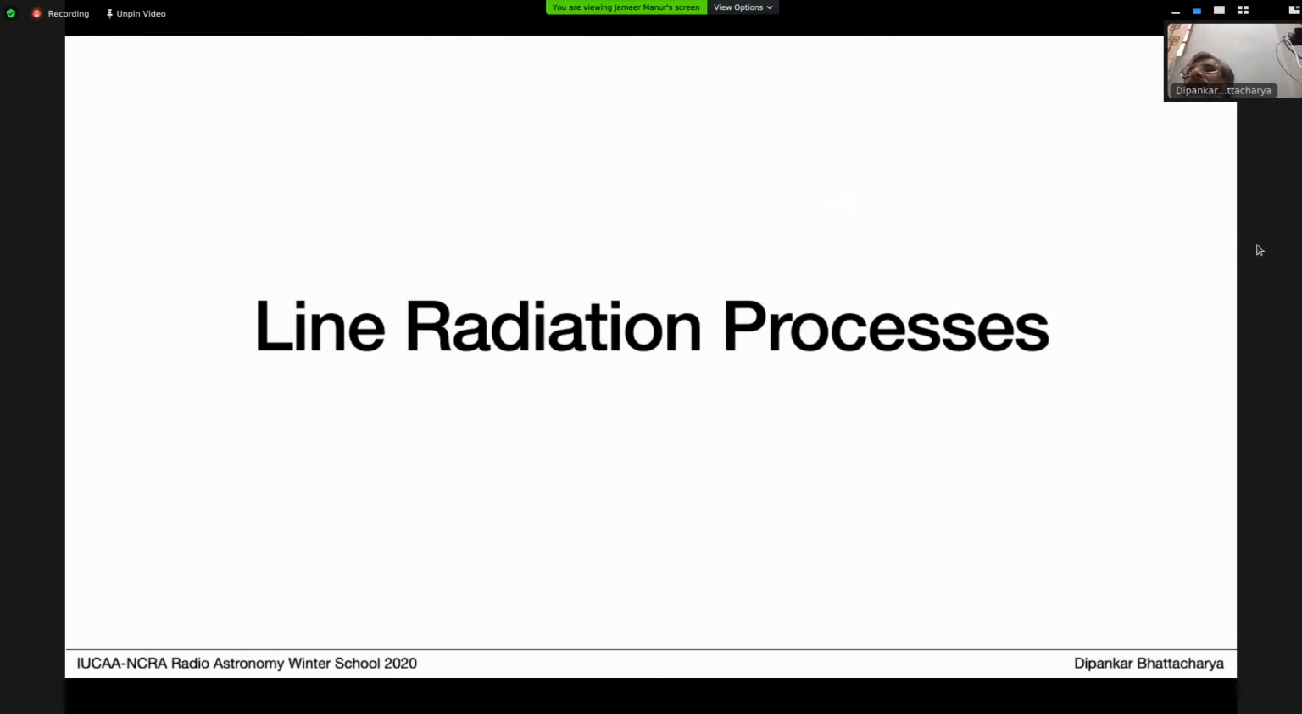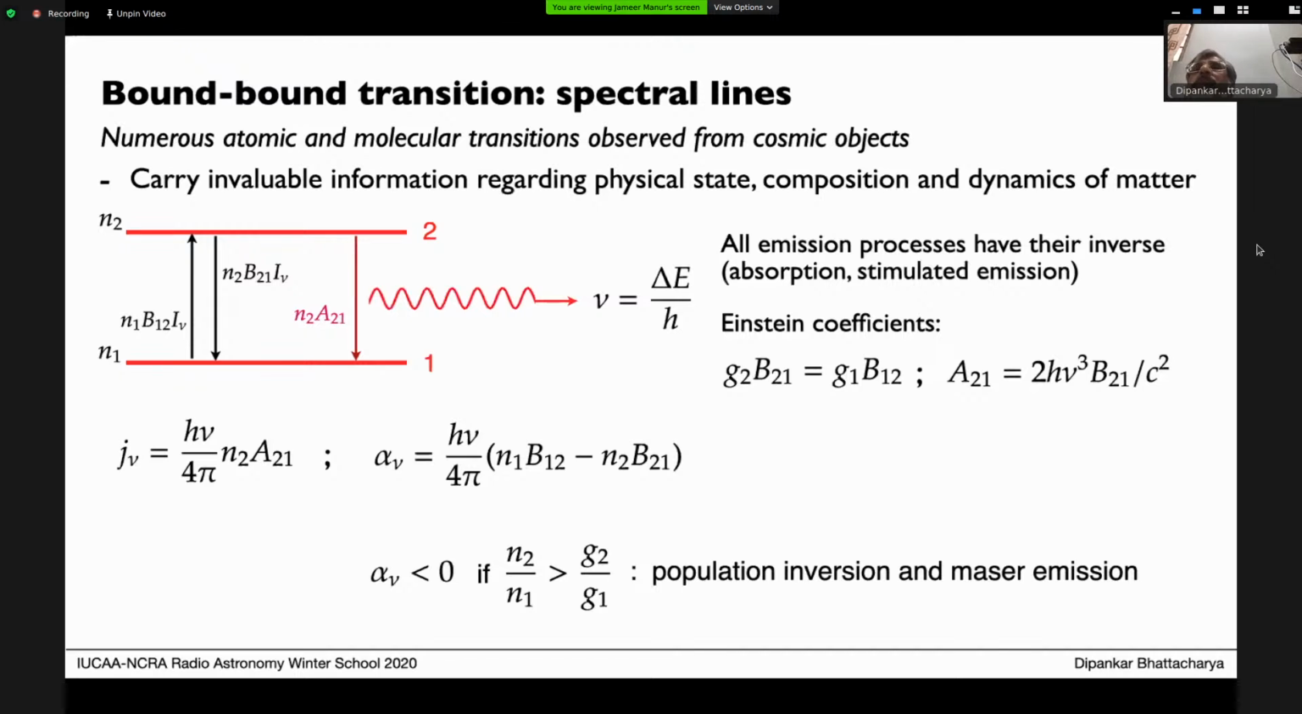So I will leave the continuum radiation processes over there. I'll go to line radiation processes now. There are, of course, next slide, please. The line radiation process relates to an electron transiting between two bound states. And the characteristic energies of these bound states are specific to the species. It could be the atom, it could be the molecule which produces this radiation. So therefore, this radiation carries valuable information regarding the physical state, composition, dynamics, and all of this of the matter.